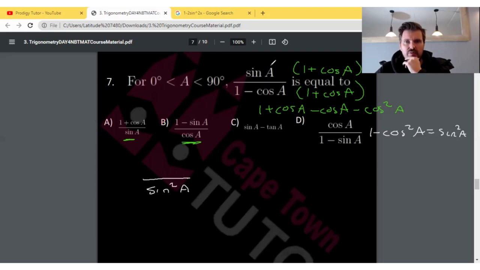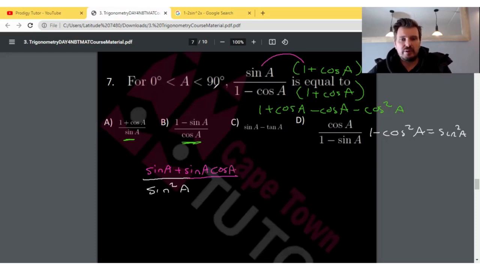And then the top, 1 times sine A is sine A. And sine A times cos A is sine A cos A. Now we have to remember that we have 2 sine A's. Hang on. No. Yes. I just realized I've made it much harder than I needed to.